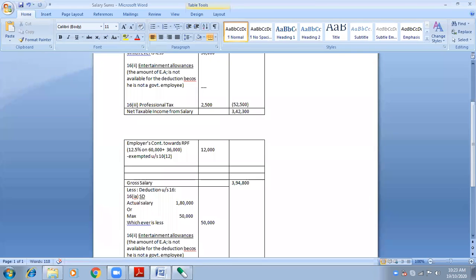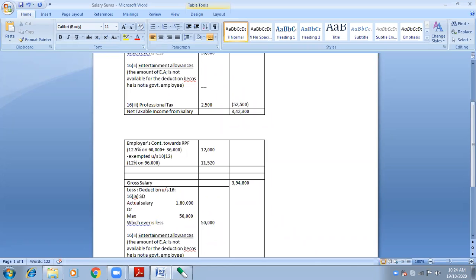Now how much is exempted? 12%. It will never be given, you have to remember this. 12% on the same 60 plus 36, that is 60,000 plus 36,000, which is 96,000. So 96,000 into 12% is 11,520.